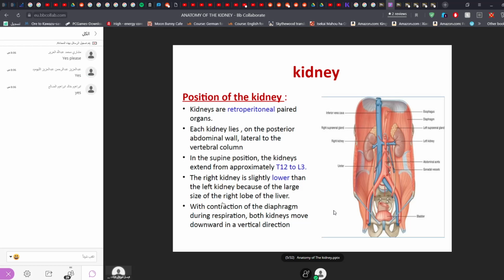Now, with every respiration, the contraction of the diaphragm moves things slightly. Here lies the liver, and here lie the stomach and spleen. This contraction of the diaphragm is going to slightly move the kidneys downward, not as the lungs are expanding and recoiling. The diaphragm presses the kidneys because of the pressure of the liver and stomach and all the organs there. A slight movement occurs in the kidney in a vertical downward direction.